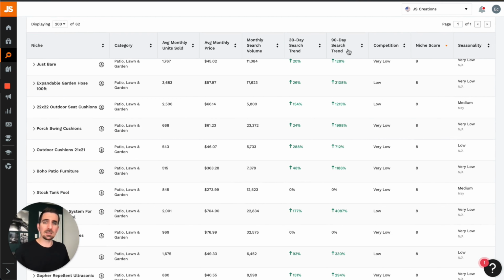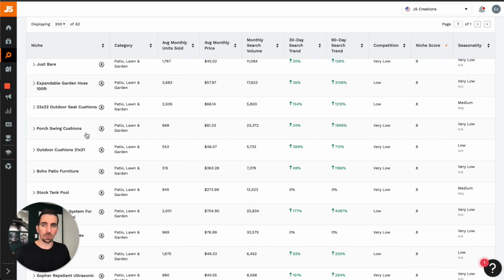So you can see here in this table the columns mostly correspond to those filters that we just looked at. And on the left-hand side are the results, and these are just keyword phrases. So here's an example of porch swing cushions. As a whole, this niche is selling about 668 units. So whenever somebody searches for porch swing cushions on Amazon over a 30-day period, it looks like about 668 units are being sold. The average monthly selling price is about $61.